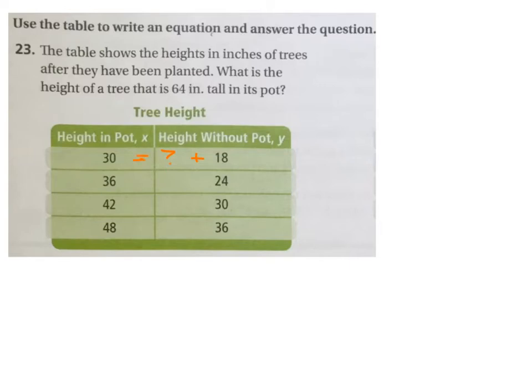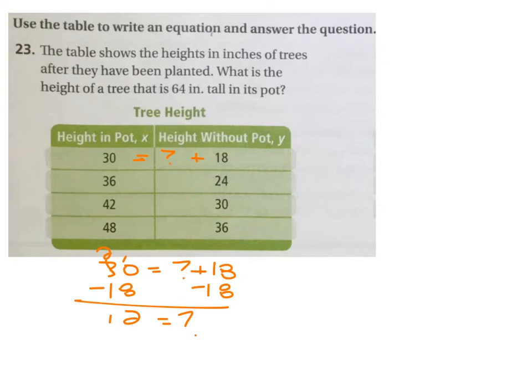Okay, and if we had that written as 30 equals what plus 18, we can then say, well, let's subtract 18 away. Let's take the height of the plant away and find out how tall the pot is. When we do that, we get 12. That suggests that the pot is 12 inches tall.